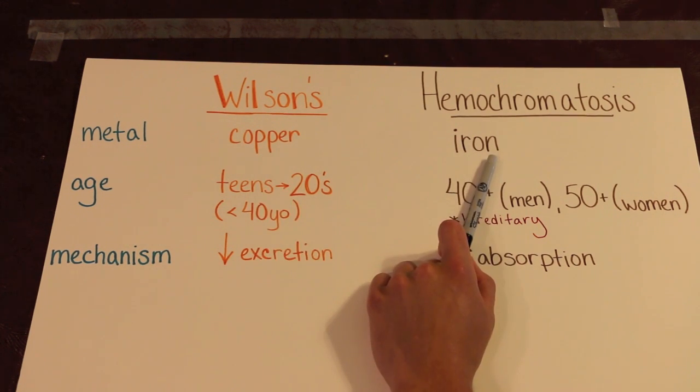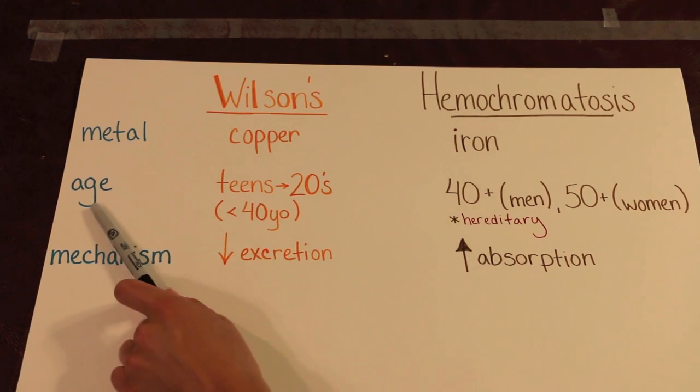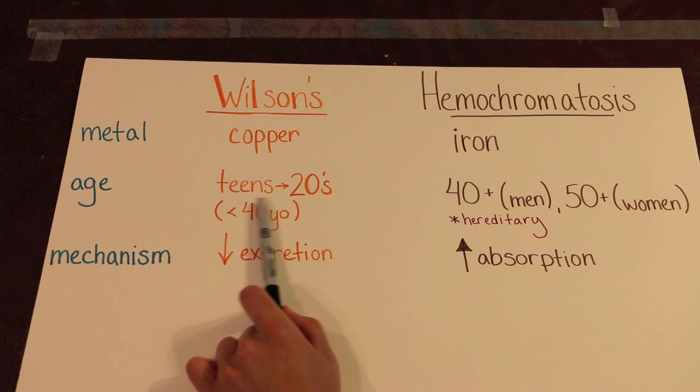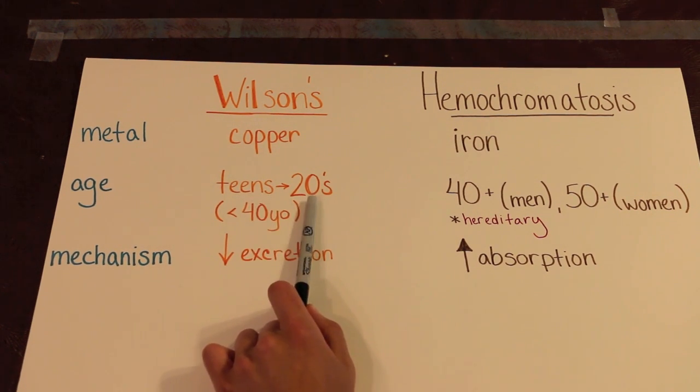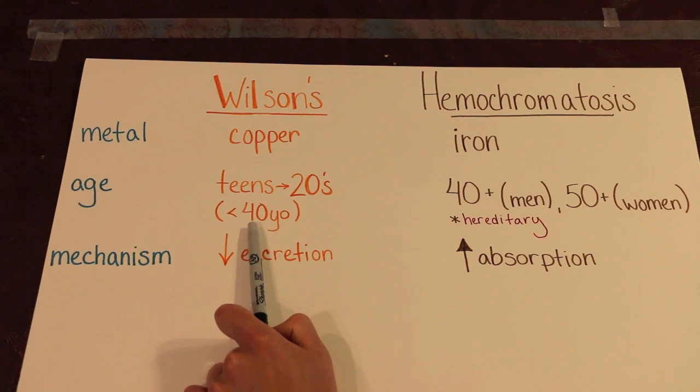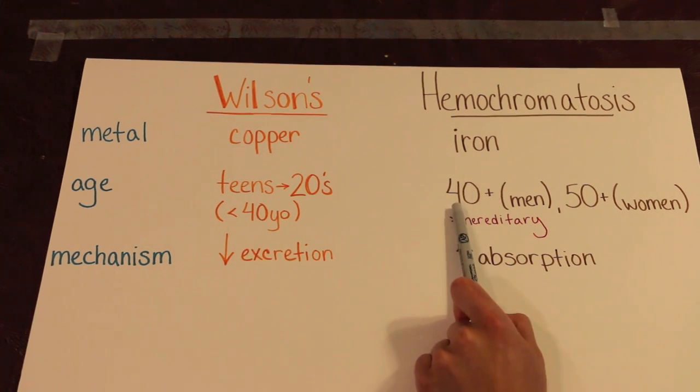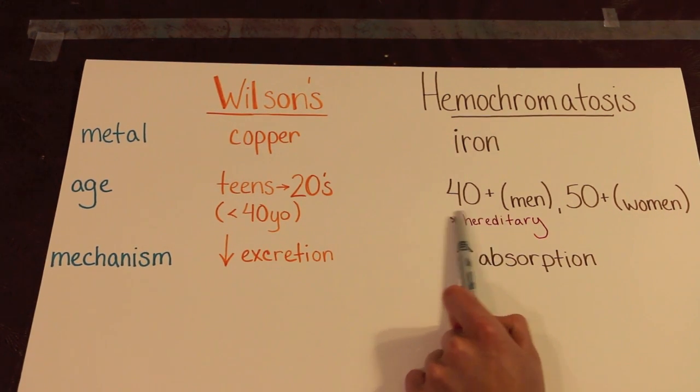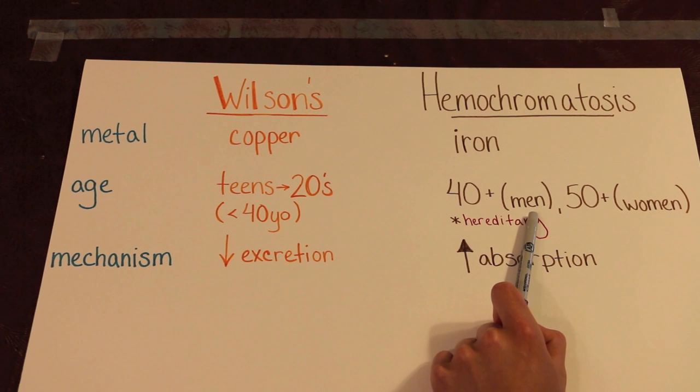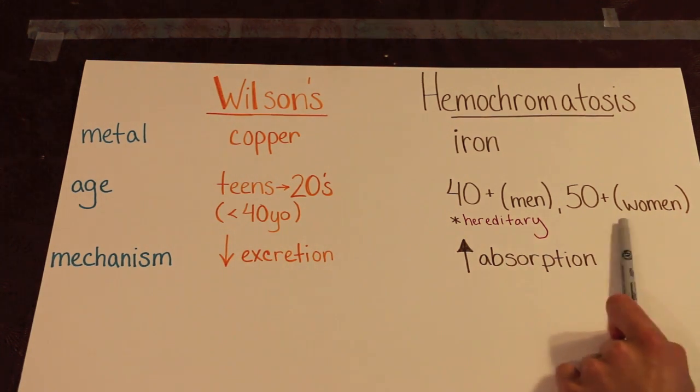The major difference between the two is age. Wilson's disease is going to typically present in the teenage years or 20s, but it will never present later than 40 years old. In contrast, most hereditary hemochromatosis, like due to the HFE mutation, will occur in patients over 40, and remember, women are even later, 50 or older.